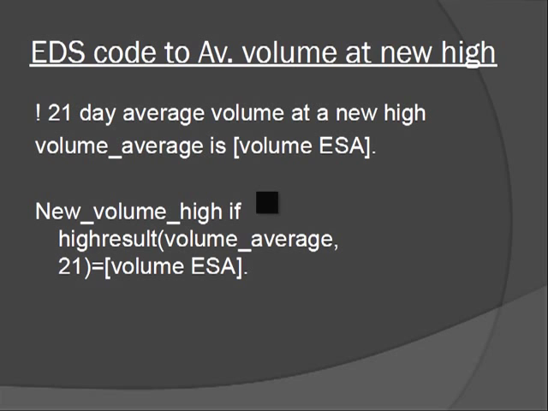Very simple code here. All I'm looking for is a new volume high. If the high result of the volume average of the 21-day equals the volume EMA, I would probably substitute. I want this not to be equal. It doesn't have to be exactly equal to the EMA. What I'm really looking for is it to be greater than or equal. So what we're seeing here, all this is looking at a new high volume peak.